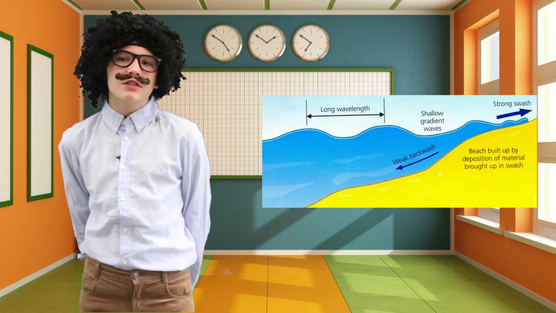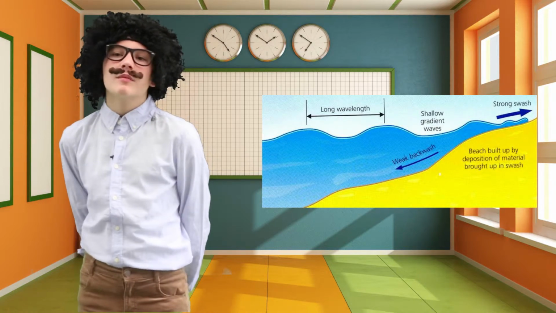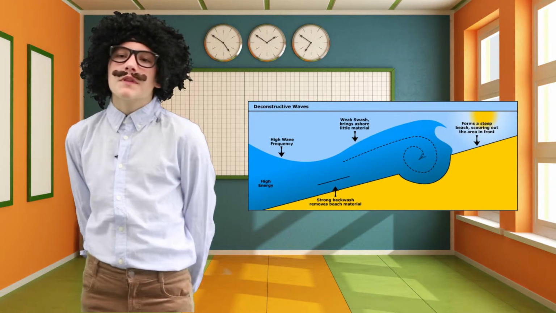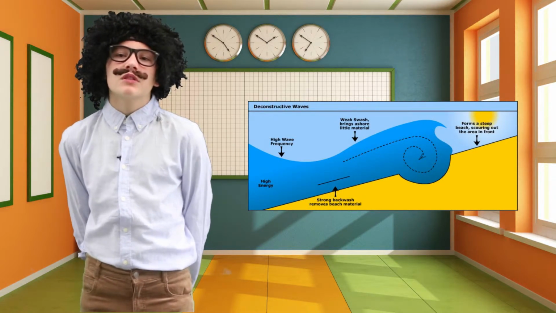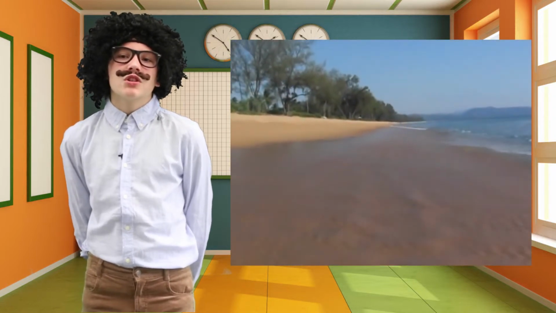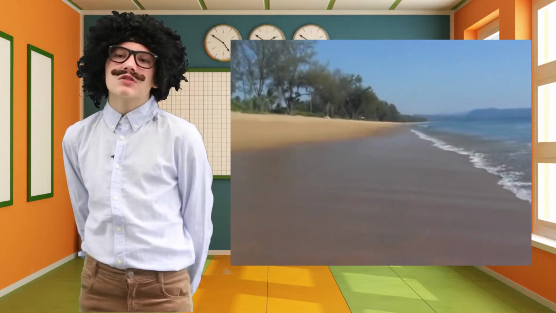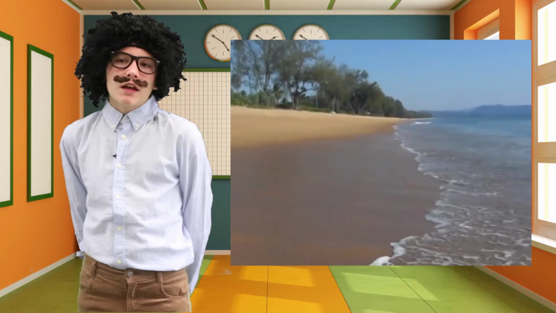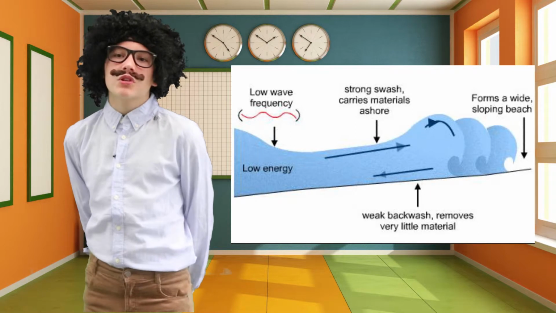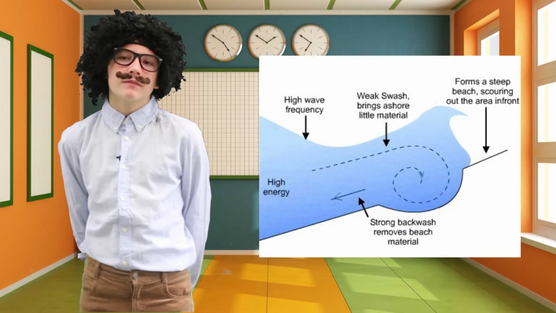Waves can add things to the coast when they are constructive, usually when the sea is calmer, and can take things away from the coastline when they are destructive, usually in stormy weather. When a wave breaks on the beach, it is called the swash. When it runs back to the sea, it's called the backwash. If the swash is stronger than the backwash, then the wave is constructive. If the backwash is stronger, then it's destructive.